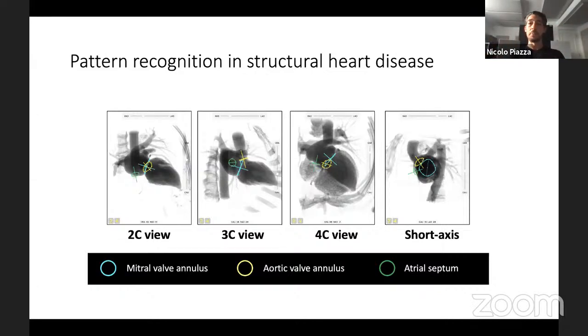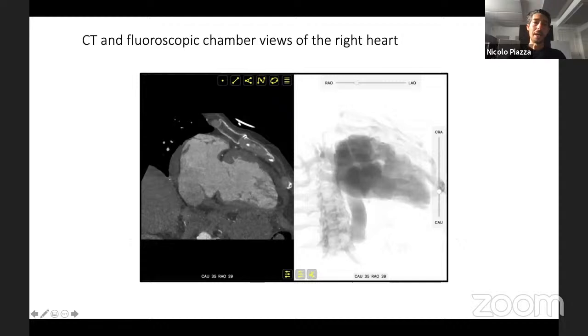Right? When you do a transseptal puncture, you want to go posterior, get away from the aortic valve. And so you can do this for countless relationships between structures and comparing the different chamber views. Now, that was the left side of the heart. We also have chamber views on the right side.